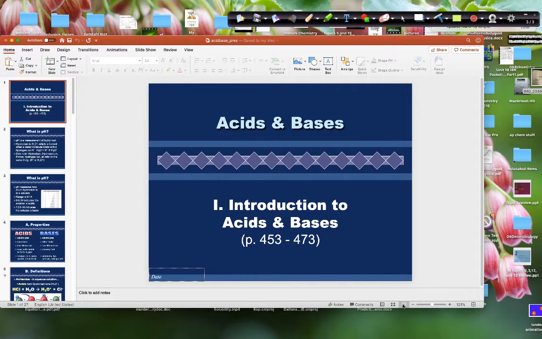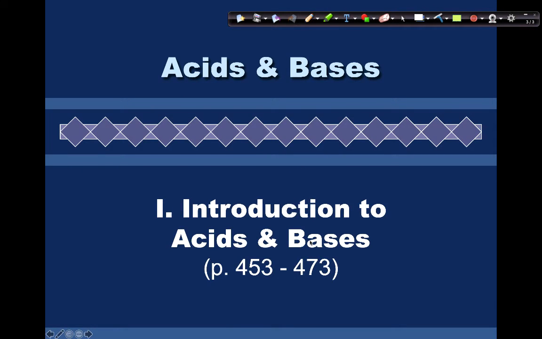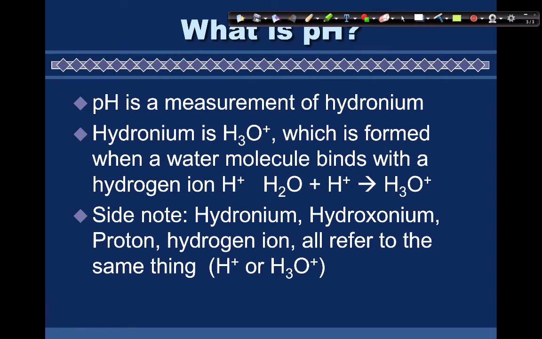Okay, so in this video we're going to talk about what acids and bases are. If we're going to talk about acids and bases, we need to talk about pH. pH is a measurement of hydronium. Essentially it means power of hydronium. Hydronium is H3O+, which is really just a water molecule bonded to an H+.